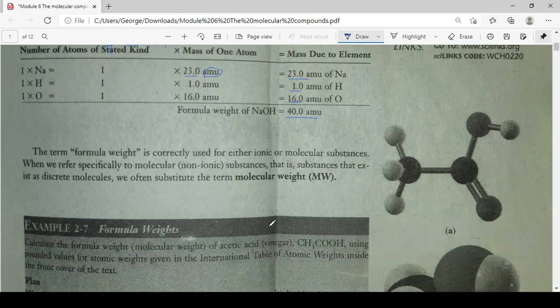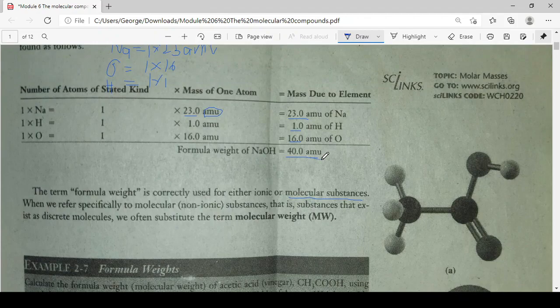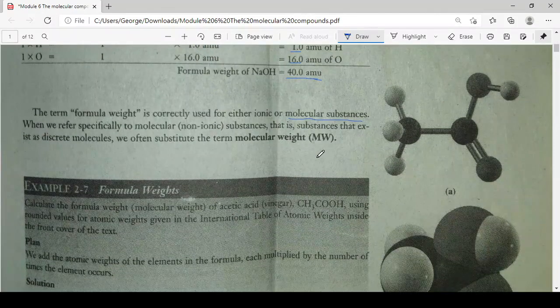So, the term formula weight is correctly used for ionic and molecular substances, meaning when you solve for ionic and molecular substances, you may use formula weight. When we refer specifically to molecular non-ionic substances, that is, substances that exist as a discrete molecule, we often substitute molecular weight for formula weight. So again, if they are non-ionic, meaning molecular compounds, we use molecular weight.